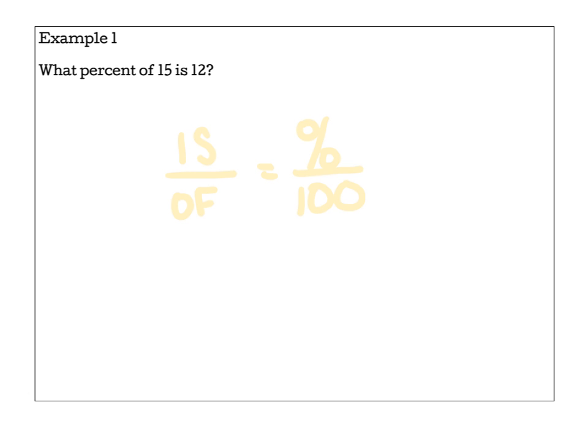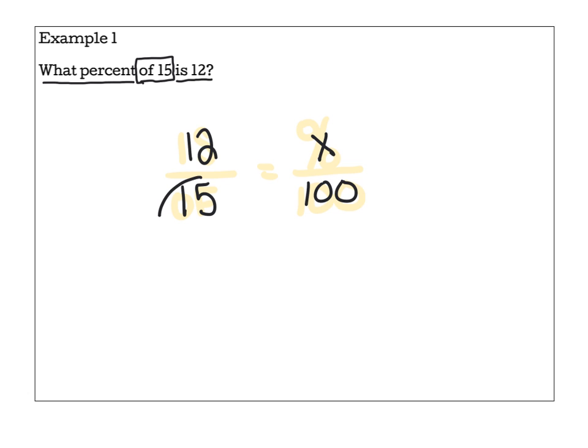So it says what percent of 15 is 12. Well, I don't know my percent, so I'm going to put an X or a variable. Of 15, I'm going to put 15 here, is 12. And my 100 always stays, so I'm going to fill that in a little bit darker. Now I'm going to use cross multiplication to set this up. Butterfly method all the way.